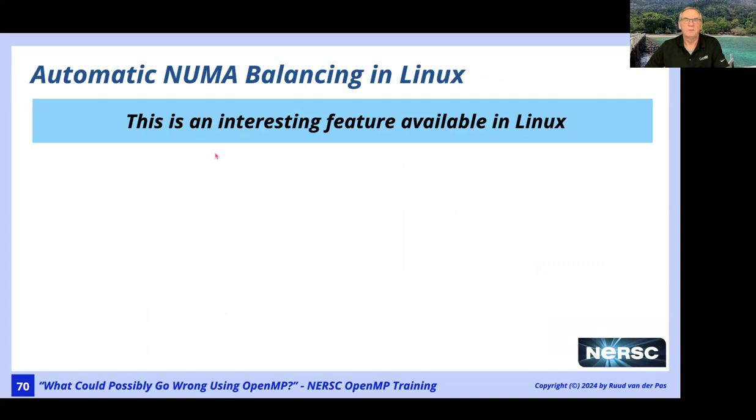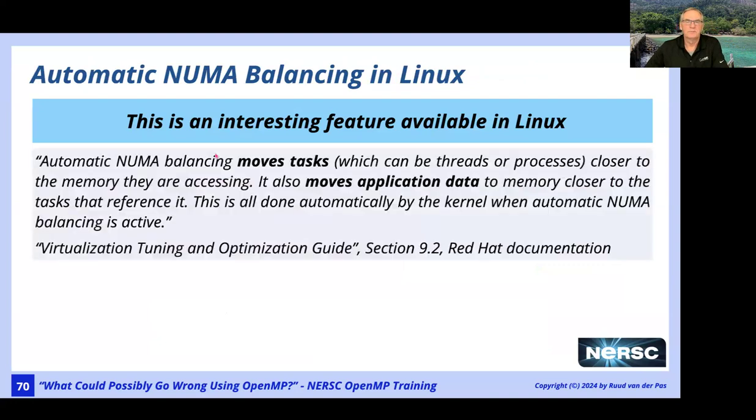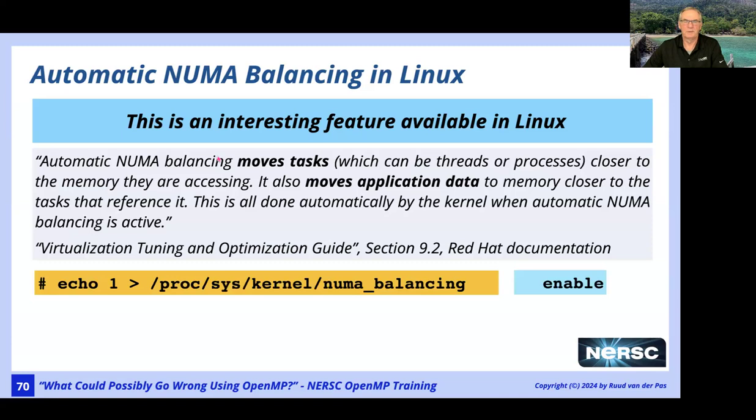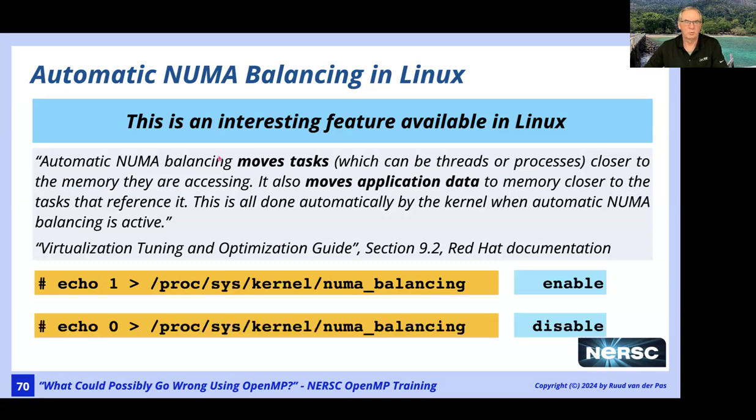Well, I found an interesting feature in Linux. I think Red Hat came up with it. They have what they call NUMA balancing. You can move tasks, threads or processes closer to the data, or, it's interesting, they also allow the system to move the data to the threads. I don't think that's likely to happen. I think it's more the other way. And you can enable or disable that in your kernel. And this is the low level way. There's probably a control function to do that, but this is the hacker's way to do it. And in that way, you can enable or disable that if you have these kind of privileges, of course.